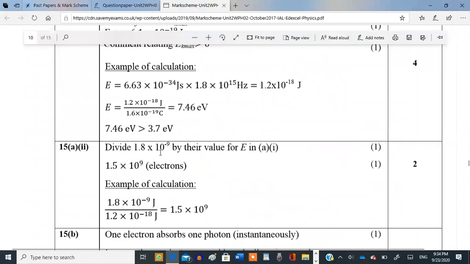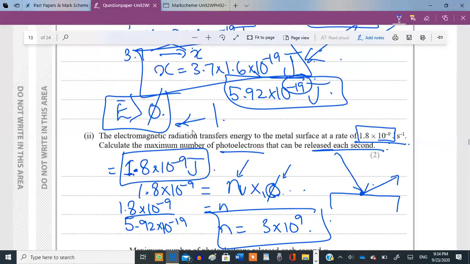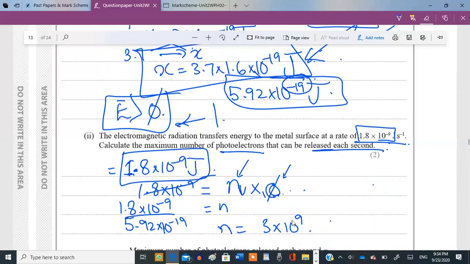Wait, 1.8 raised to the power minus 9 divided by their value in part 1. Wait, that's not the answer. Wait, sir, I need to go to the washroom. I'll be right back.